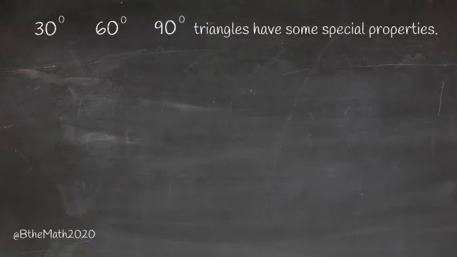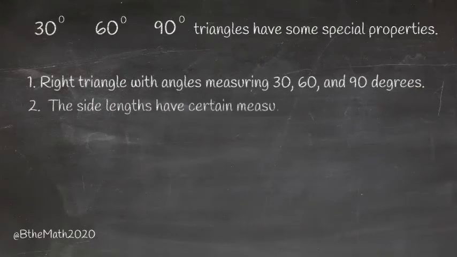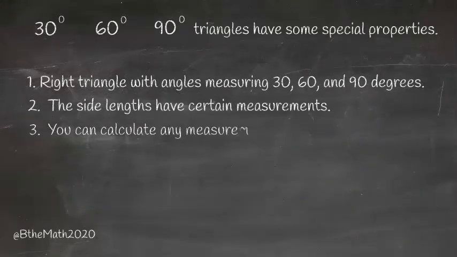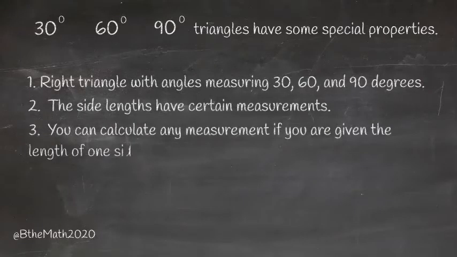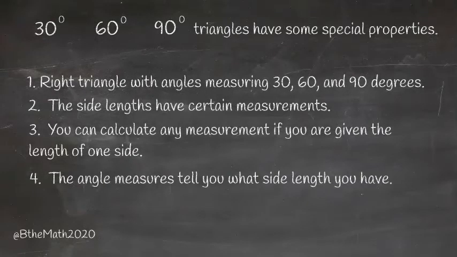30, 60, 90 triangles have special properties. The first one is they have to be a right triangle with angle measures 30, 60, and 90 degrees. The side lengths have certain measurements, and you can calculate any measurement if you're given the length of just one side. The angle measures tell you what side length you have.